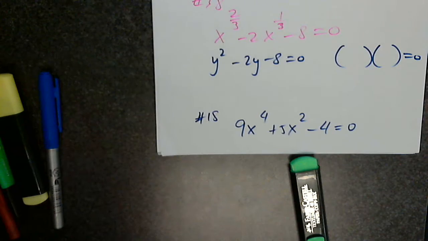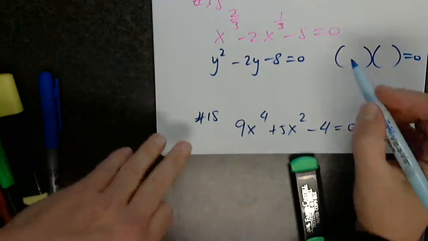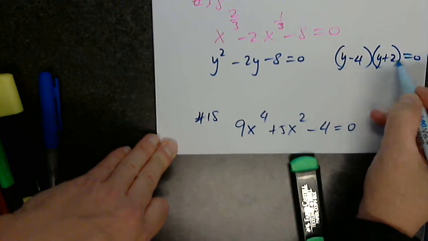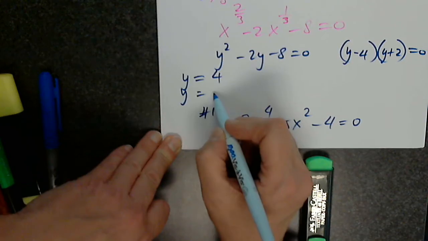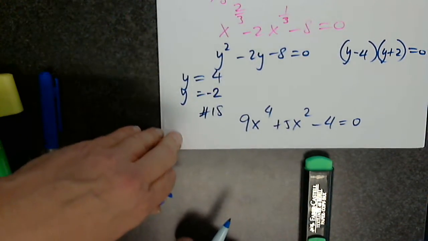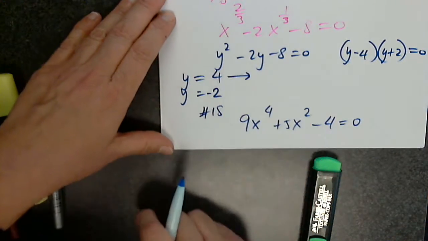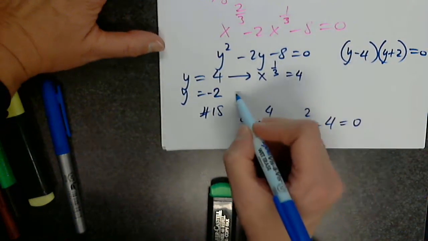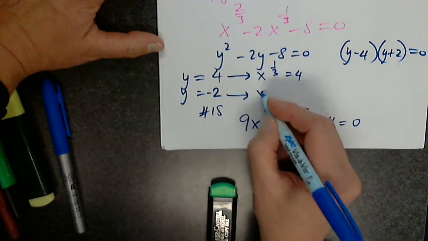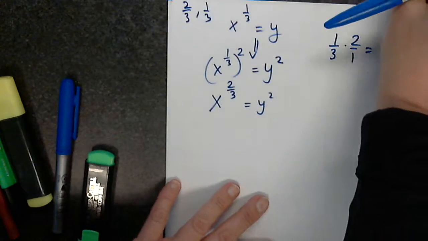Okay, so then what do we have here? y minus 4, correct? y plus 2, very good. So then we have two options in y. y equals 4, and y equals -2. Good. So then we have two options for the new equation. What does this mean? x to 1/3 equals 4. And what does this mean? x to 1/3 equals -2. Exactly. So now I have to solve those two and then come back and write the answer.